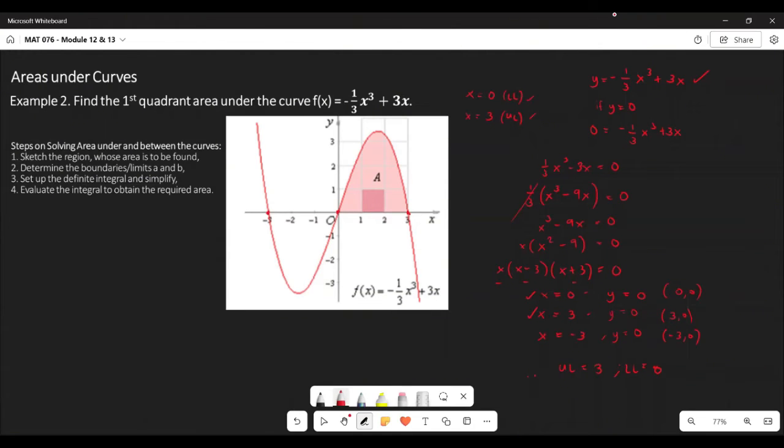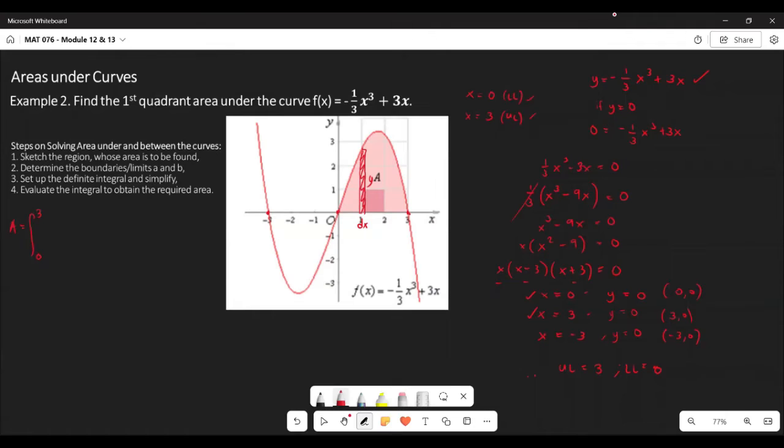Anyway, since we already have the limits, proceed tayo sa step 3 o yung pagsiset up ng ating definite integral. So, integral of, lagay natin agad yung limits natin na 0 to 3. And then, yung ating gagamitin na strip dyan is patayo or vertical strip. So you have here y, tas ito yung inyong dx. Right? So yung y is y upper minus y lower.